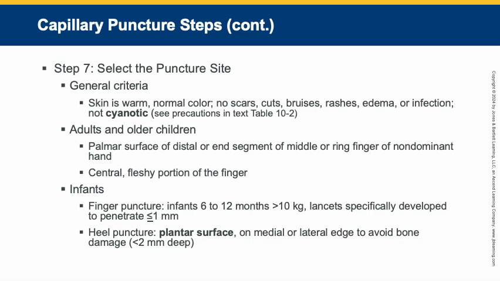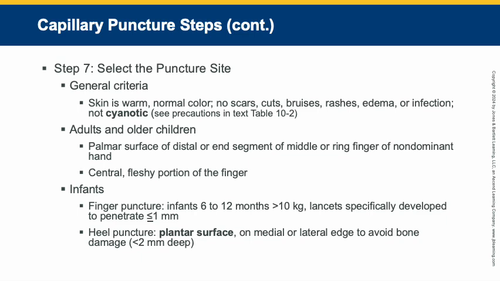Infant finger puncture. Traditionally, finger punctures have been prohibited on infants younger than 1 year of age. However, some manufacturers have developed lancets that penetrate 1 millimeter or less. These are specifically designed for finger punctures on infants between 6 months and 1 year of age, provided that the infant weighs more than 10 kilograms.